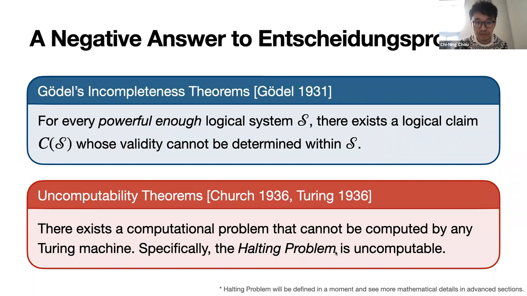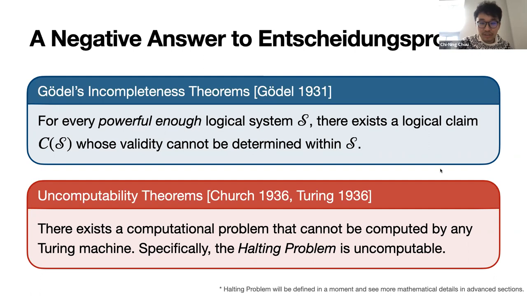Namely, in other words, Turing identified a mathematical problem called the Halting problem, which we will explain next slide, and showed that no Turing machine can solve this mathematical problem. And hence, this gives a negative answer to Hilbert's problem, because Hilbert was hoping that there exists a Turing machine such that if he gives it any mathematical problem, it can give you the true value.